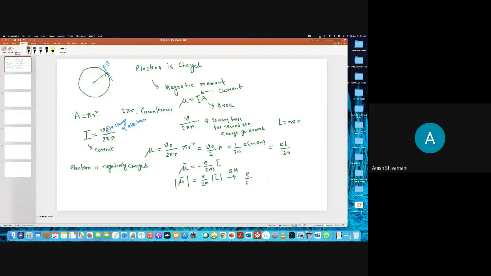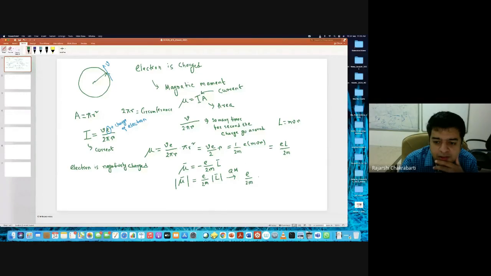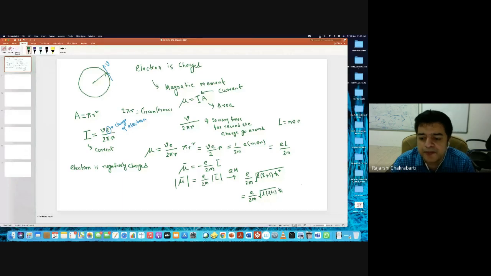Root L(L+1) h. Yeah. This is actually L into L plus 1 into h cross squared, and you have to take the square root of that, isn't it? Fine. This you know from your quantum mechanics. We had discussed this.